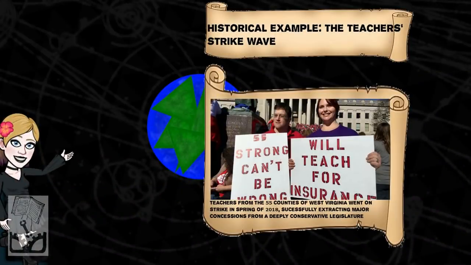For example, last spring in West Virginia, public school teachers went on an illegal wildcat strike to demand a pay increase, not just for themselves, but for all public school employees. And they won a pretty significant concession, a 5% pay increase across the board, again for all public school employees. This is in a state where nearly 20% of the population live below the poverty line, and where the opioid crisis has hit harder than almost anywhere else in the country, with a deeply conservative legislature dominated by the Republicans.